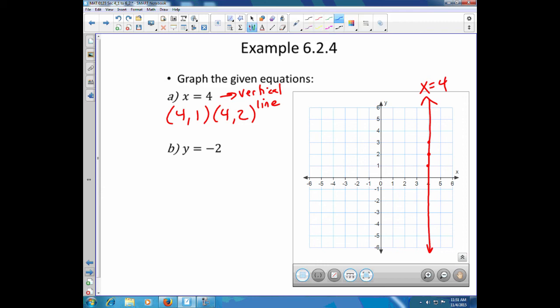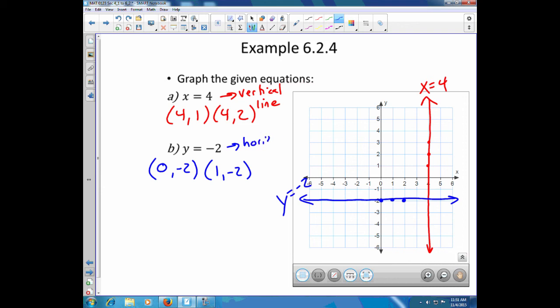Similarly, for y equals negative 2, it doesn't matter what x is. Y is always negative 2. And so we get the point 0 and negative 2, 1 and negative 2, 2 and negative 2. It doesn't matter. Y is always negative 2. And so what you get is a horizontal line through y equals negative 2. Horizontal and vertical lines are very important, and you will see more of these throughout your algebra courses in the future.